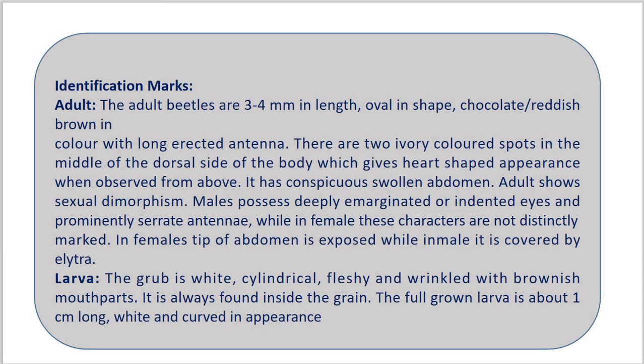Now come to the larva. The grub is white, cylindrical, fleshy, and wrinkled with brownish coloration of mouth parts. It is always found inside the grains. The full grown larva is about 1 centimeter long, white and curved in appearance.